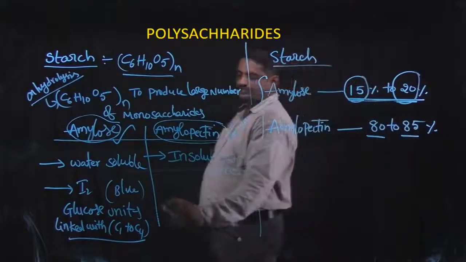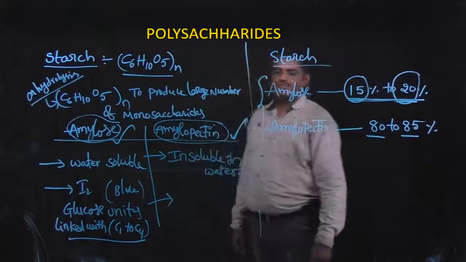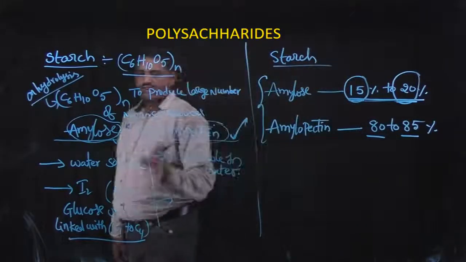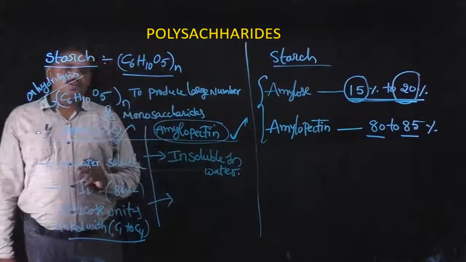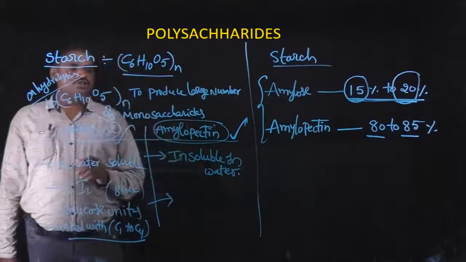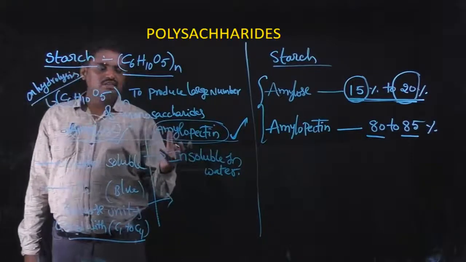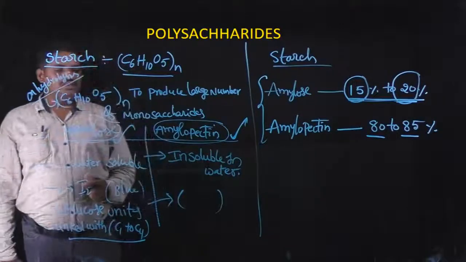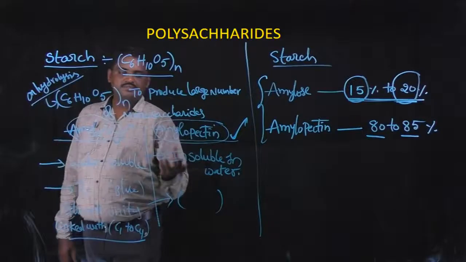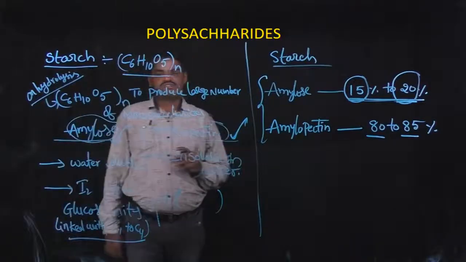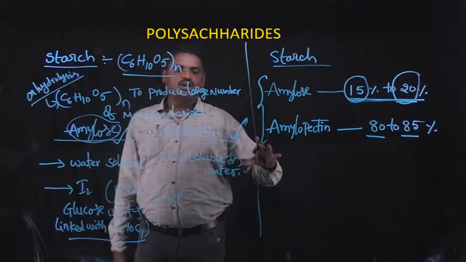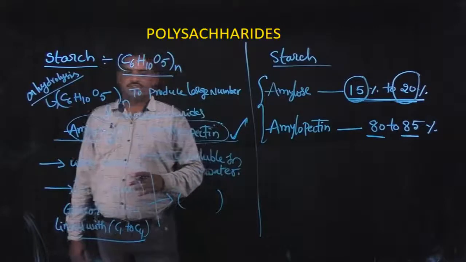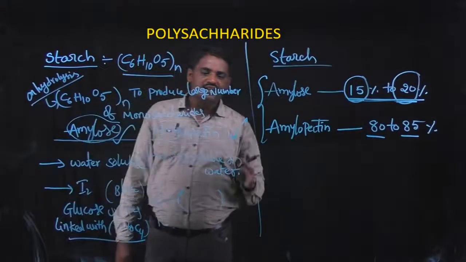Amylopectin does not dissolve in water. So these are chain structures, for example, hair is a good example. These do not dissolve in water. So amylopectin is a major ingredient in starch.